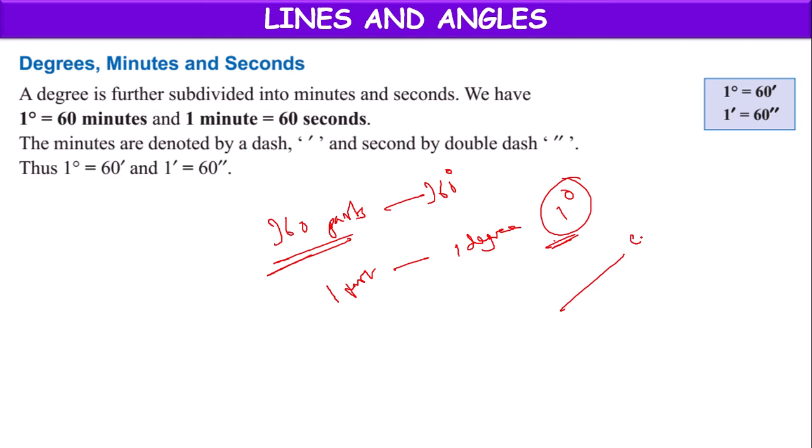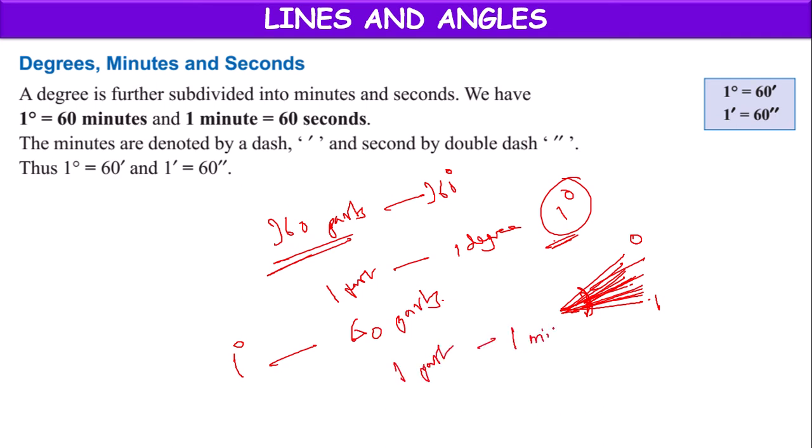Again, suppose this arc represents 1 degree. This arc is divided into 60 equal parts, such that 1 degree is divided into 60 parts, so that one part will be equal to 1 minute. One part of 1 degree is called 1 minute, denoted by a dash.